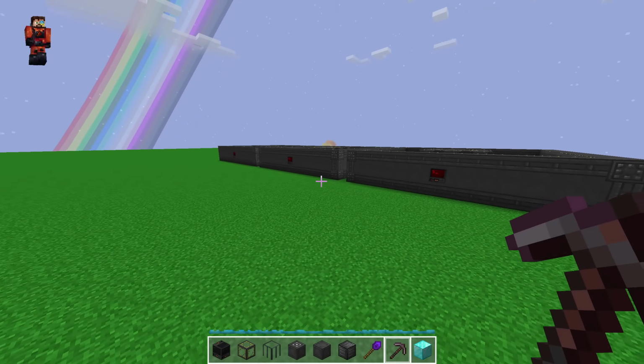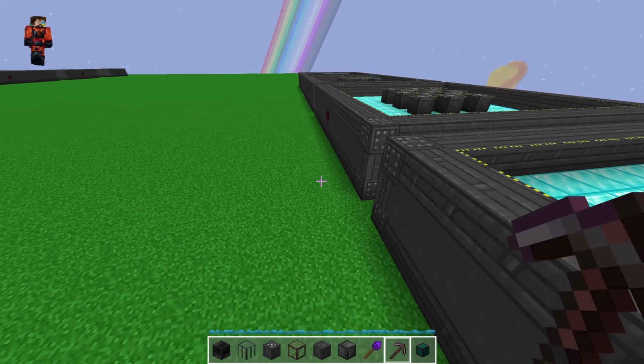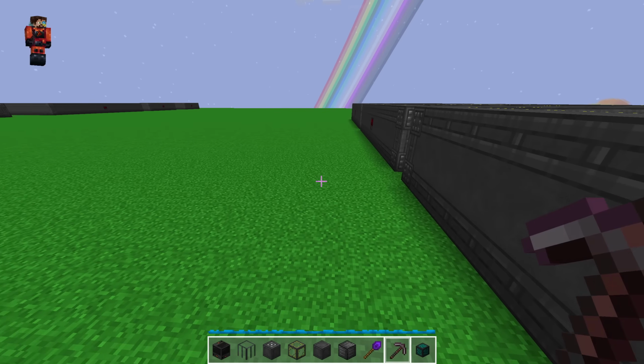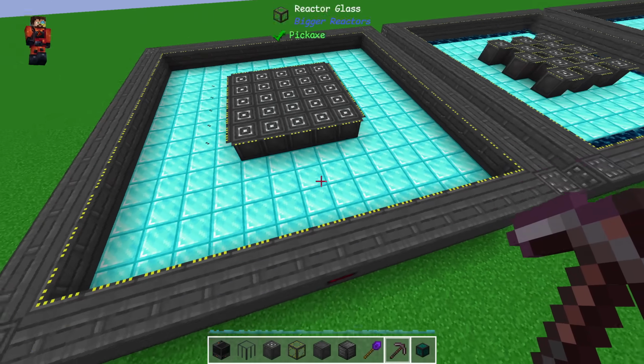Let's compare the efficiency and see which one is the best. It's obviously that one, but we have to start somewhere. Let's turn on the reactor and compare their efficiencies. I added 1 more reactor as well. Everything is in the center, but it also has more fuel rods.